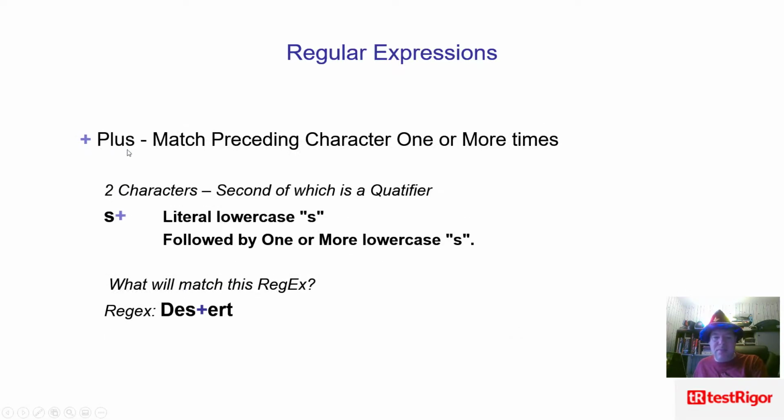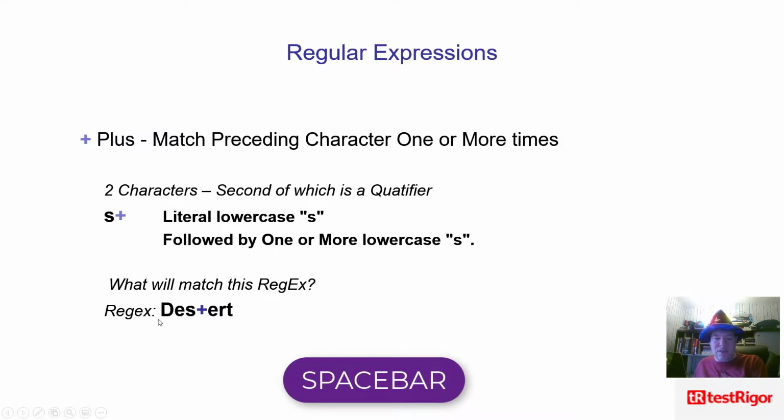Next we have the plus sign, and this matches the preceding character one or more times. It just won't match if it doesn't appear. So if we have s plus, it's a literal lowercase s followed by one or more lowercase s's. That's what this means. So let's do our challenge here. Get ready to hit that space bar. It's coming up. Regex DES plus ERT. What's that going to match? What won't it match?